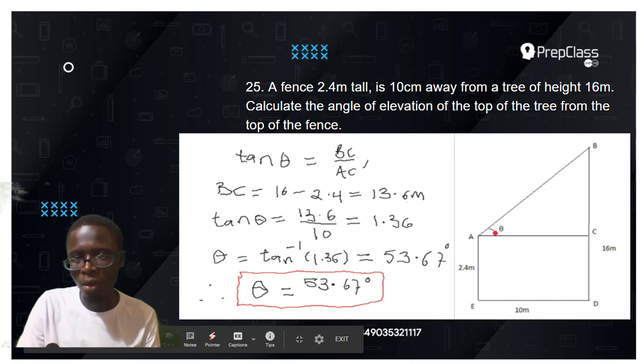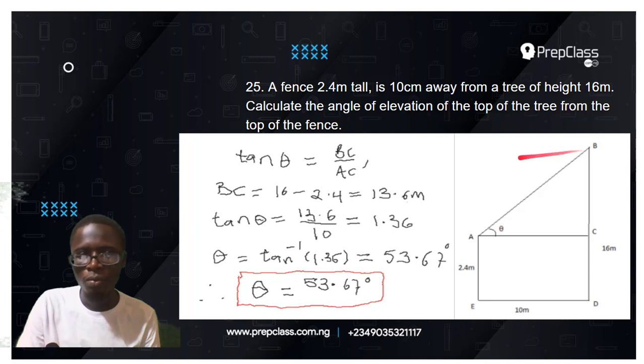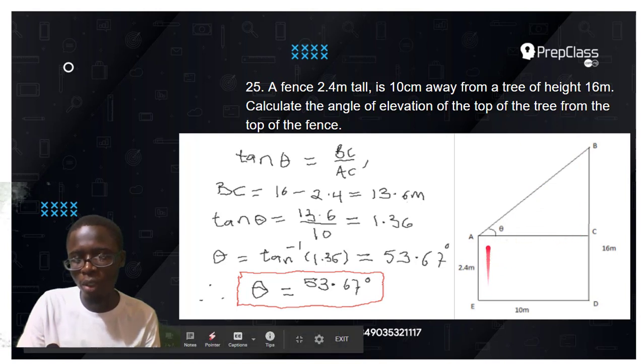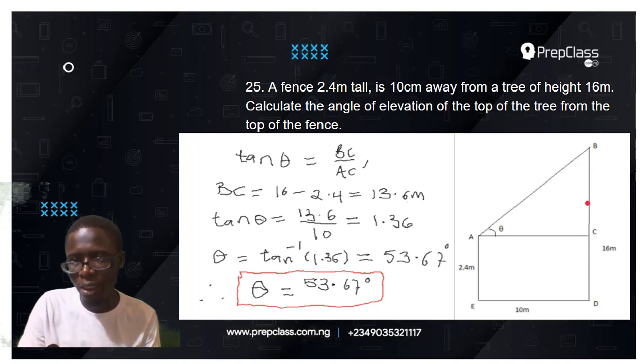So we're looking at angle of elevation from the top of the fence. From here to here is 10, and from here to here is 2.4. Because the total from here to here is 16, by the time I remove 2.4 from it, I'll be left with 13.6 meters. So BC is 13.6, and AC is 10. BC, as you can see, 16 minus 2.4 is 13.6, and the tan of the angle is 13.6 all over 10 because of the AC, and so this will give us 1.36.